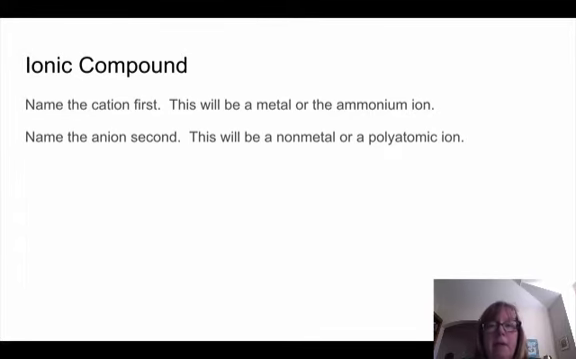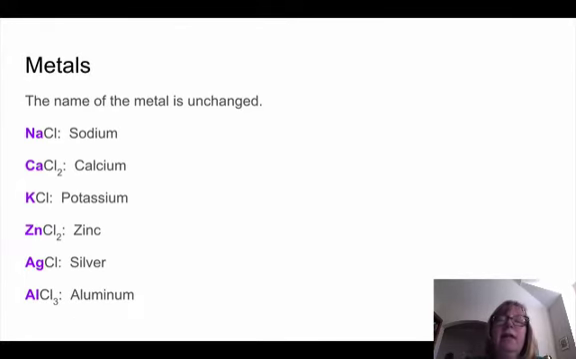So this is going to be your metal, or the only other positive thing here could be the ammonium ion, that polyatomic ion NH4 with a positive 1 charge. Always name that first. And then second in the name is the anion, or what has the negative charge. And this is going to be a nonmetal, so it will either be one nonmetal, or a bunch of nonmetals together, even maybe a metal and nonmetal, which is the polyatomic ion that will be on your list.